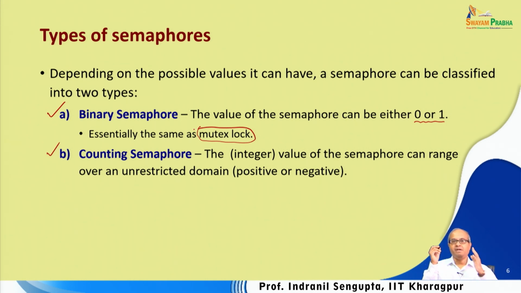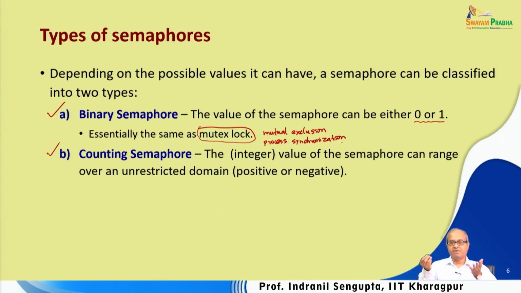Now, with this binary semaphore we have already seen two applications. One application was mutual exclusion, to solve the mutual exclusion problem, and the other application was solving some process synchronization problem. So, some statement S1 must execute, only then S2 can continue.